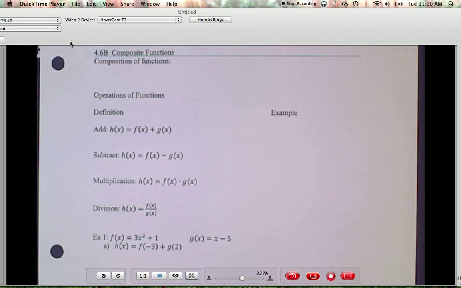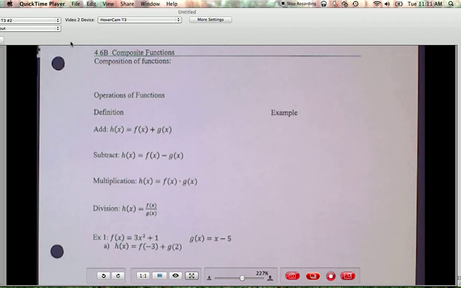We have split section 4.6 into two halves, and 4.6b is actually not in the algebra book, but it is a skill that we would like all the algebra students to know. So composite functions, you can find more about them online, you just won't be able to find them in your book.